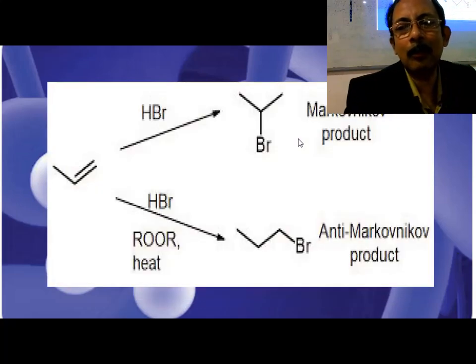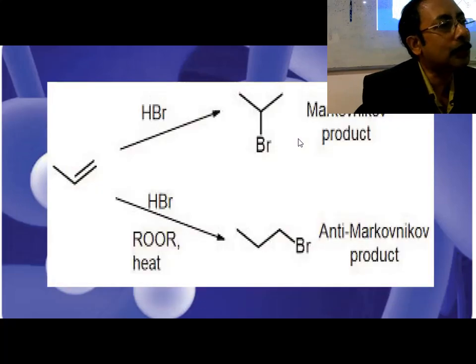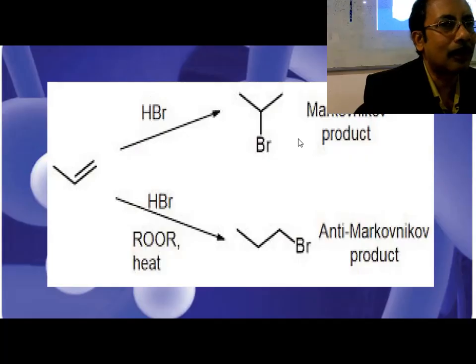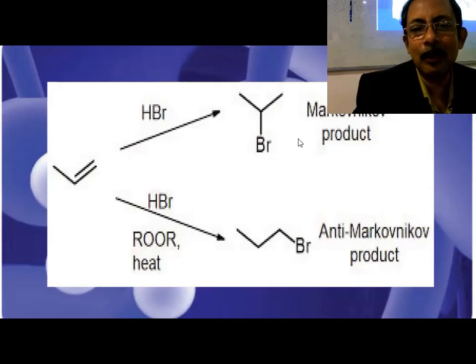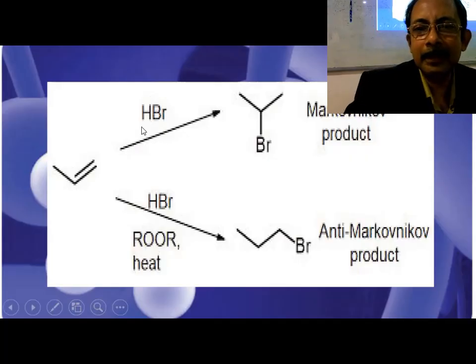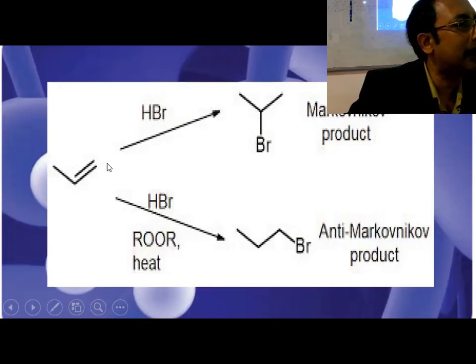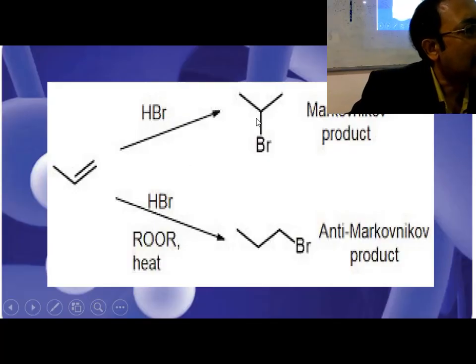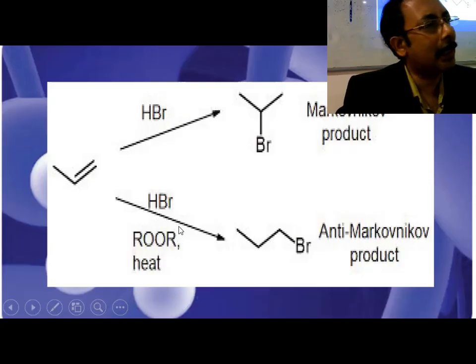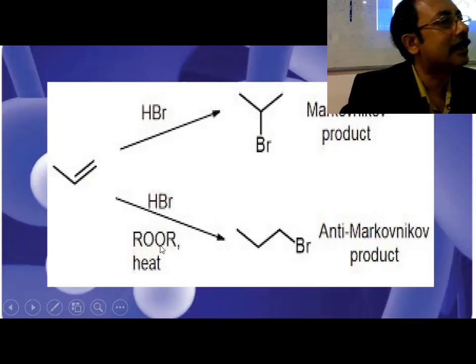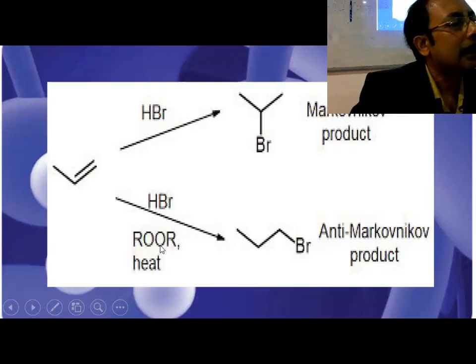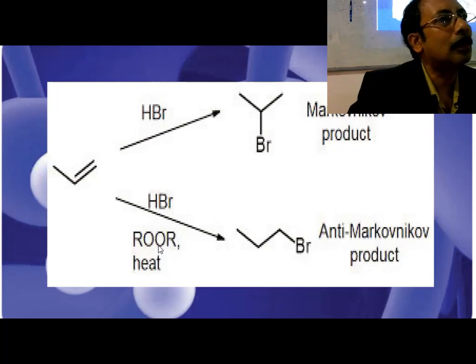So this is called Markovnikov product. And when the opposite occurs, it is called anti-Markovnikov product, because the mechanism altogether is different. In this case, HBr addition in aqueous medium is happening in polar medium and we are getting Markovnikov product. Here it is ionic mechanism. But here, when radical mechanism is taking place, apply heat. Already told you yesterday that apply heat or light.